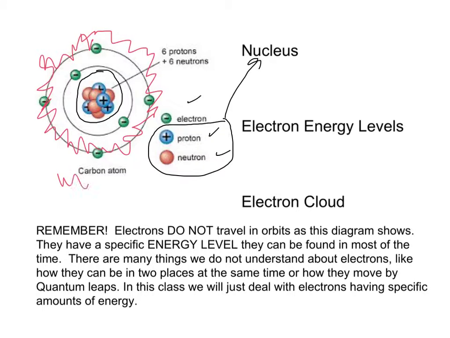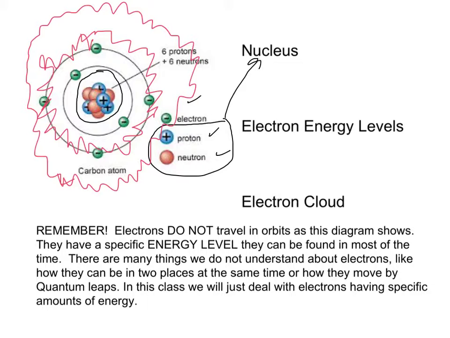Whereabouts that cloud is will depend on the amount of energy that that specific electron has. I'm not going to get into a real deep level about electrons. Electrons are one of those strange things that we still don't know a whole lot about in science. It can be in two places at the same time. It doesn't move from one place to another. Whether it goes from one dimension to another, we don't know. We just know that electrons are on the outside of the nucleus. They're held in that cloud by the pull of the protons.